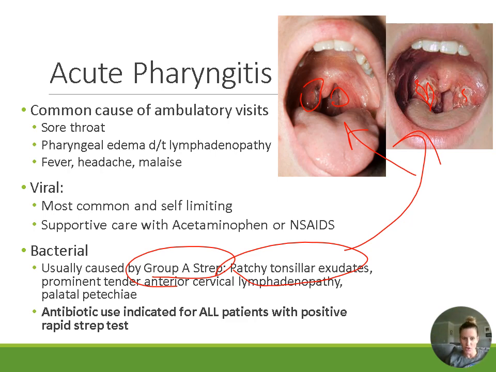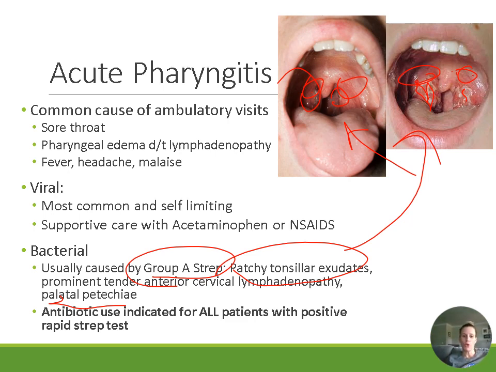Patients will frequently also have prominent and tender anterior cervical lymph nodes. So you can palpate the anterior cervical lymph nodes, and again, that'll be tender. Again, we frequently also see palatal petechiae. This patient doesn't really have it, but up here in this soft palate area, you'll see little red patches and red dots. And then again, just in general, the throat looks red and angry, and commonly the tonsils are swollen as well.